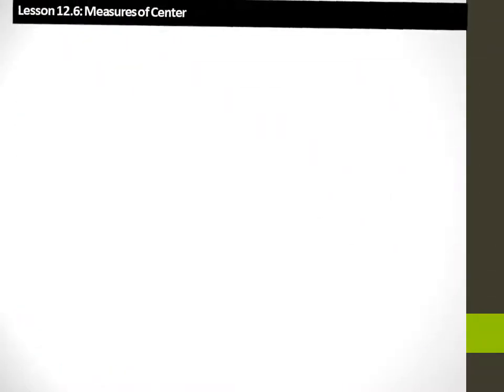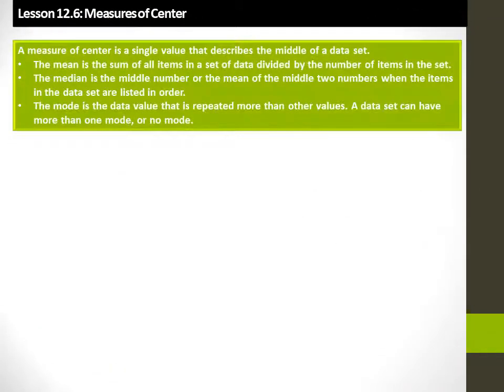Measures of center. A measure of center is a single value that describes the middle of a data set. The mean is the sum of all items in a set of data divided by the number of items in the set. The median is the middle number, or the mean of the middle two numbers, when the items in the data set are listed in order. The mode is the data value that is repeated more than other values. A data set can have more than one mode or no mode.